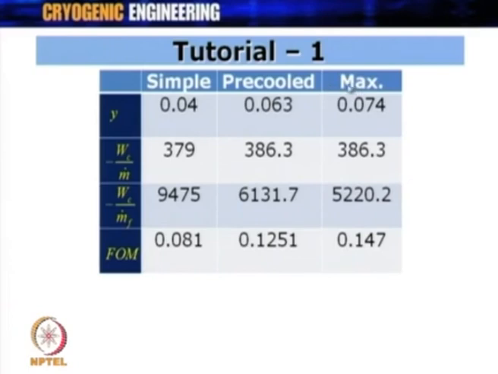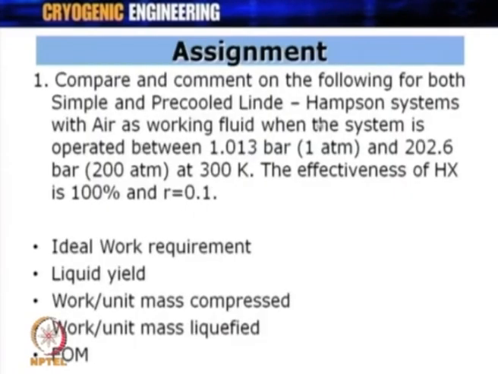If I want to compare the same thing for the Y max value, so that the pre-cooling is done to 247 Kelvin, you can see that the Y value increased to 0.074, provided that the pre-cooling temperature is now 247 Kelvin. The work of compression remains the same, but the work done per unit mass of gas liquefied has decreased still further, justifying the lowering of temperature further, and the figure of merit has increased to 0.147 in this case. And this is the most important table which justifies the usage of a pre-cooling circuit, or a pre-cooled Linde-Hampson cycle.